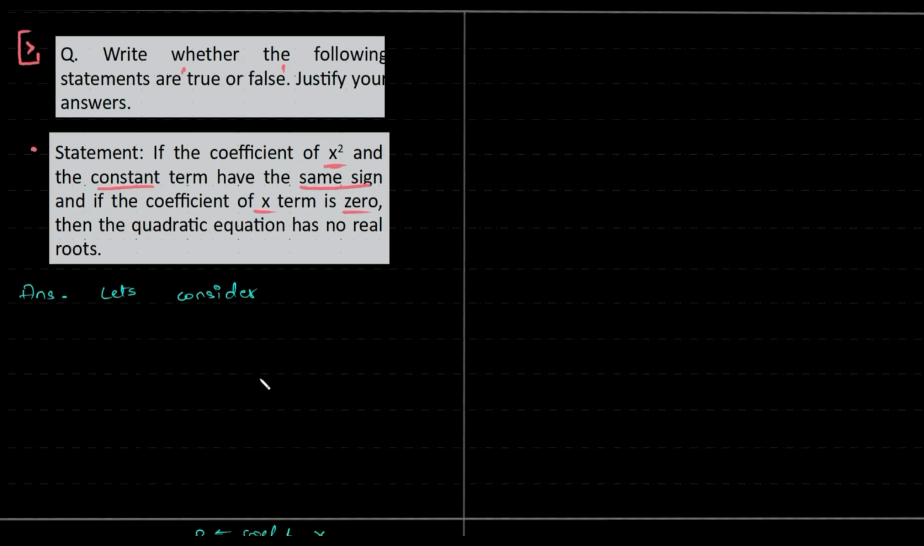Here the coefficient of x is 0. Is it not? That's your coefficient of x. Why? Because there is no x term. I can always add 0 into x. Right? So the coefficient of x is 0. Now, if I find D for this, b square minus 4ac, clearly this is less than 0. And we have the answer to be false. The question is, then the quadratic equation has no real roots. Oh, they gave the right statement.